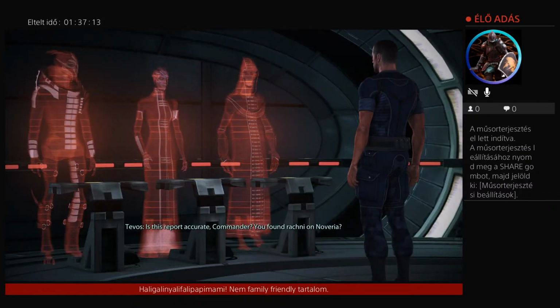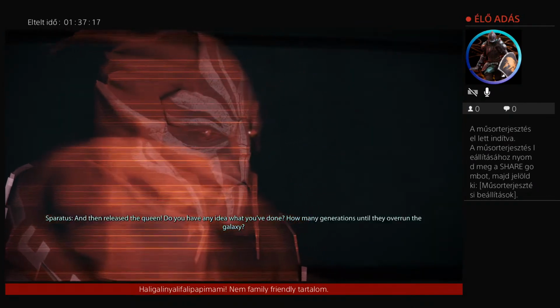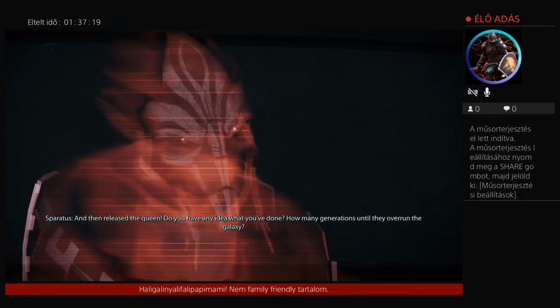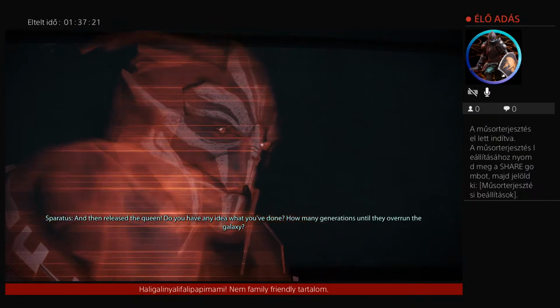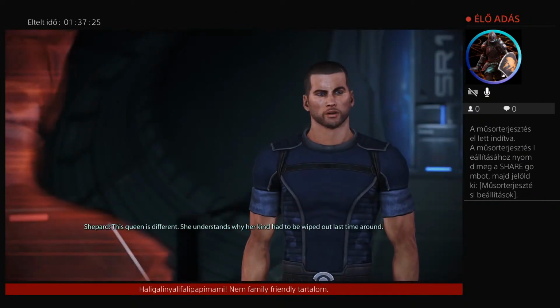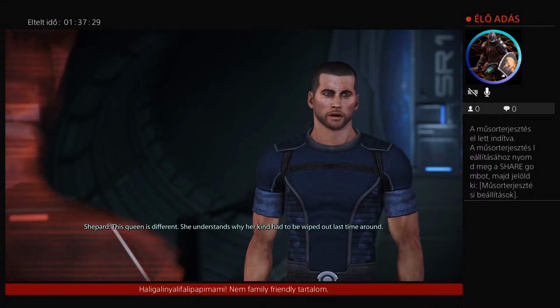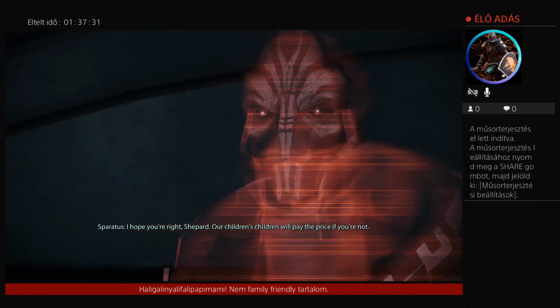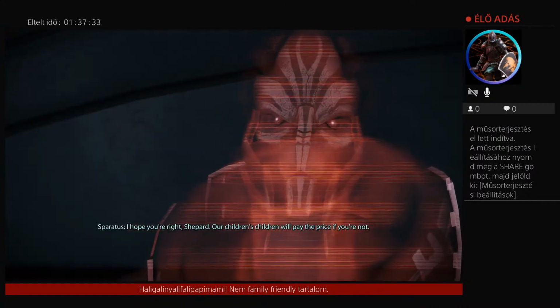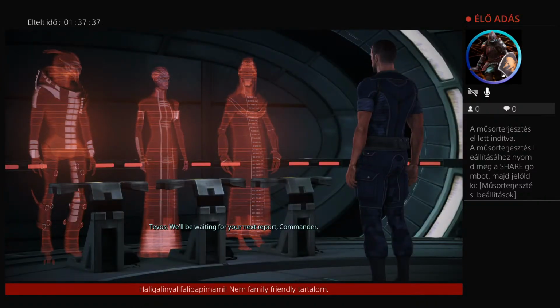Is this report accurate, Commander? You found Rachni on Novaria? And then released the Queen. Do you have any idea what you've done? How many generations until they overrun the galaxy? This Queen is different. She understands why her kind had to be wiped out last time around. I hope you're right, Shepard. My children's children will pay the price if you're not. We'll be waiting for your next report, Commander.